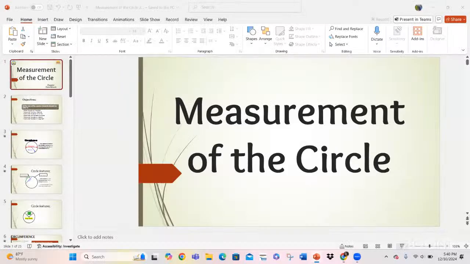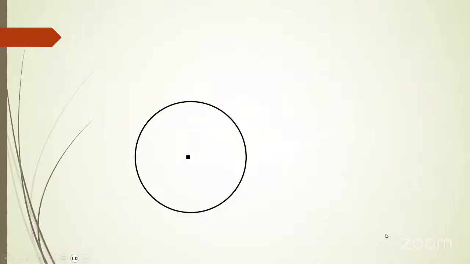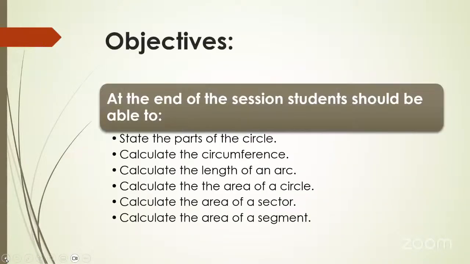Circle this evening. I was having a little bit of a challenge before with this, but let us see how this goes. So at the end of today's session, you should be able to state the parts of the circle, calculate the circumference, calculate the length of an arc, calculate the area of a circle, calculate the area of a sector, and calculate the area of a segment. I know all of that sounds like a mouthful, but we're going to be taking it one step at a time, so don't worry about it.